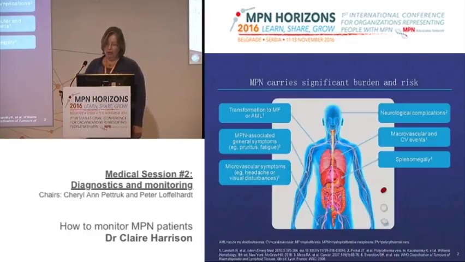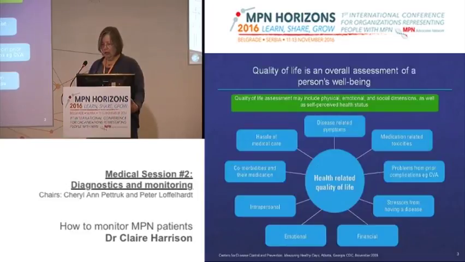So we know that MPNs, as we think about these diseases medically, we've heard about what the blood count shows, what are the things that we're thinking about in terms of complications, and I've tried to summarize these on this slide, but also important to put across other aspects. So quality of life beyond just symptoms, thinking about toxicities of medications, and Yvonne, who is a great friend and colleague of mine, is going to talk on that later today. These are all things that we should be monitoring with our patients.